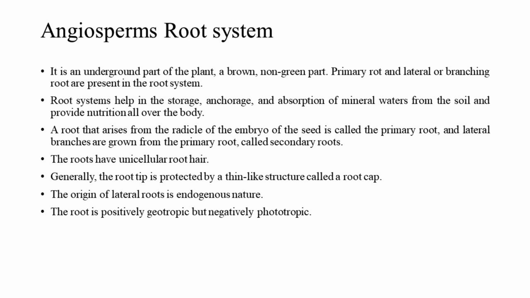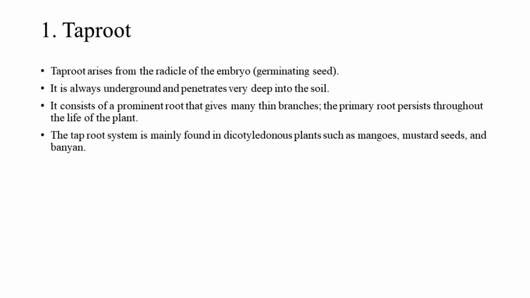The roots have unicellular root hair. Generally, the root tip is protected by a thimble-like structure called a root cap. The origin of lateral roots is endogenous in nature. The root is positively geotropic but negatively phototropic. Generally, 2 types of root systems are seen in angiosperms. One is the taproot, and another is the adventitious root.